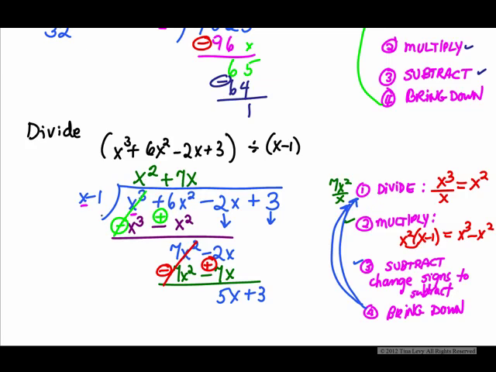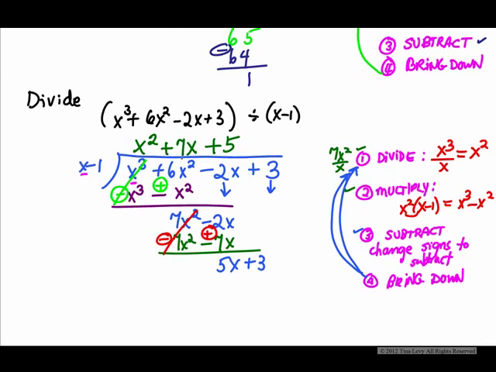So now recycling, I'm dividing. 5x divided by x is 5. I'm now going to multiply 5 times x minus 1. 5 times x, 5x. 5 times negative 1, negative 5. Now we're going to subtract by changing signs. And 3 and 5 is 8. That will be our remainder.